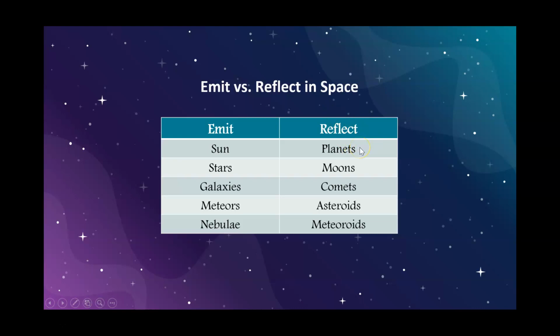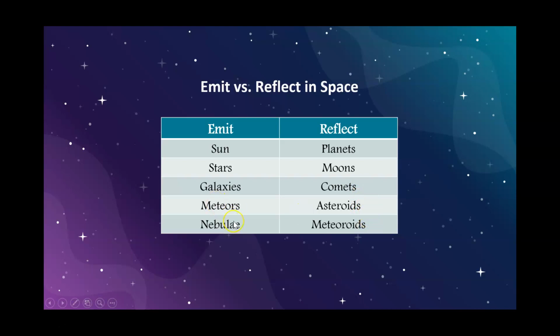So planets, even though it looks like they are giving off light, they're very bright in the sky, they're reflecting it from the sun. Moons as well. Our moon is very, very bright in the sky, especially when it's full, but again, it is just reflecting light from the sun. Comets are just giant balls of ice and rock, so they're also just reflecting it from the sun. Asteroids and meteoroids are just big rocks as well.